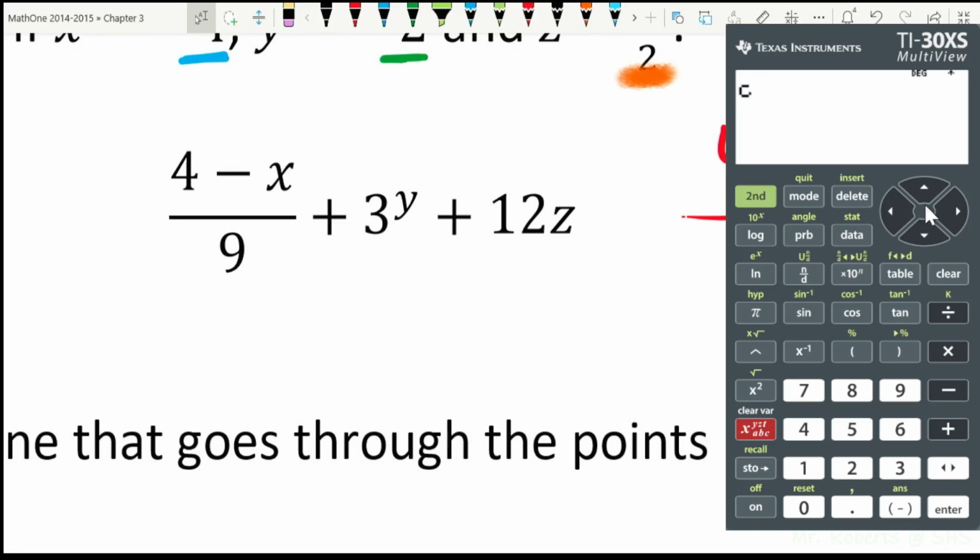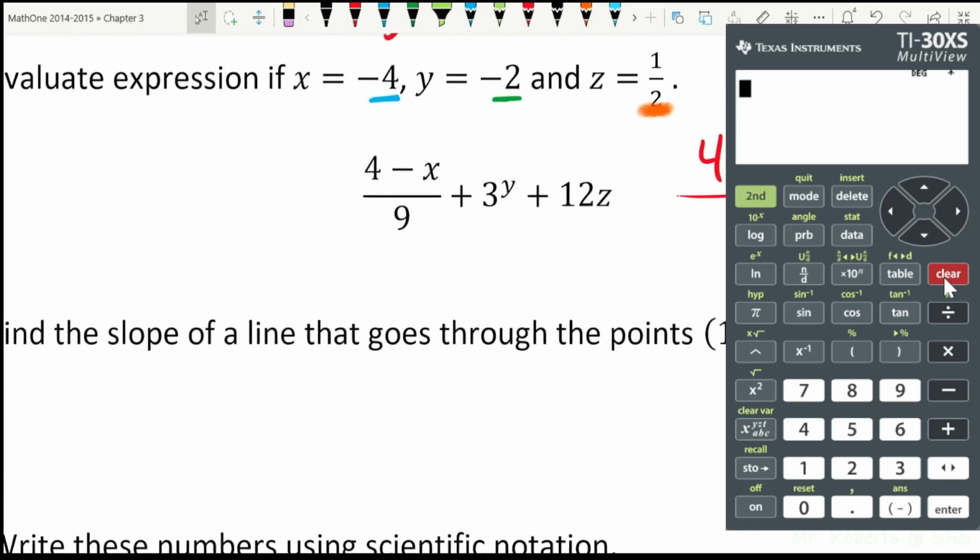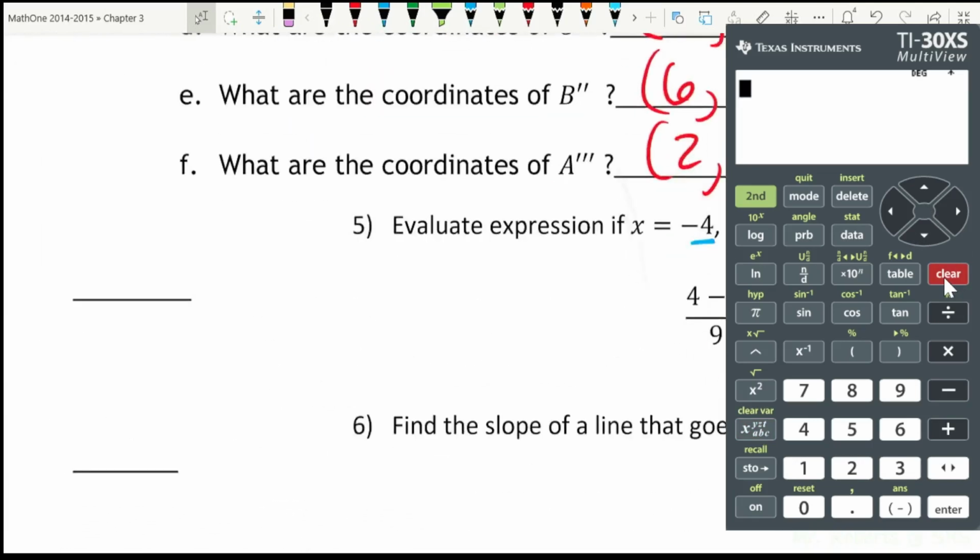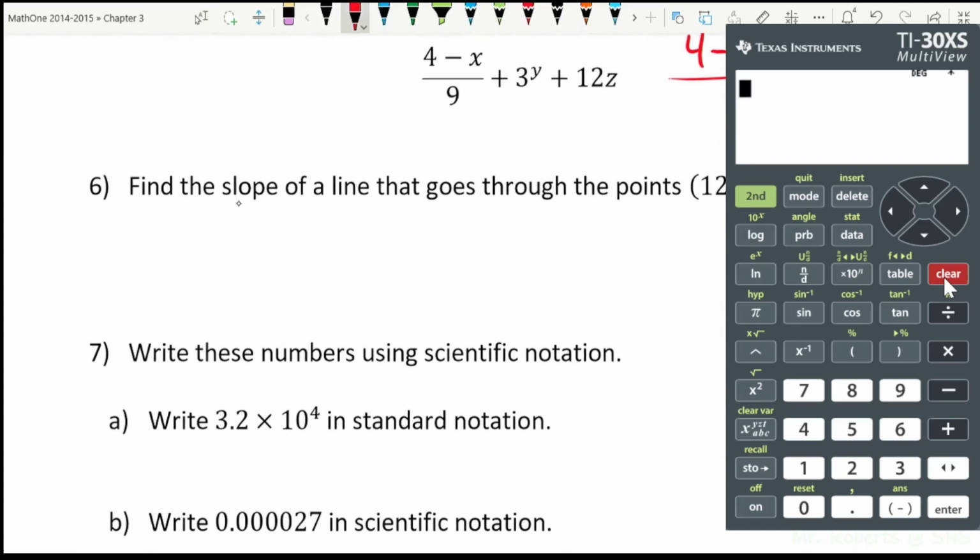I could store those and then evaluate the expression, but I think it's more work than it's worth. Next, find the slope of a line that goes through 2 points. So I'm just needing the slope. I'll remind myself of a couple of things, right?